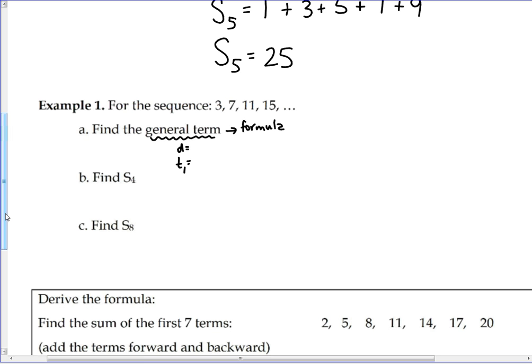Okay, so what is the common difference for this one? What are we adding? 4. What's the first term? 3. So this should be child's play, right? Especially after that quiz. So much easier. 3 plus n minus 1 times 4. You could leave it like that unless the question says to simplify, then you have to bring in that 4. Get to distributive law.